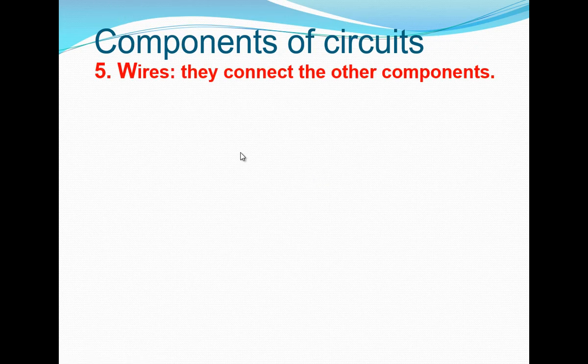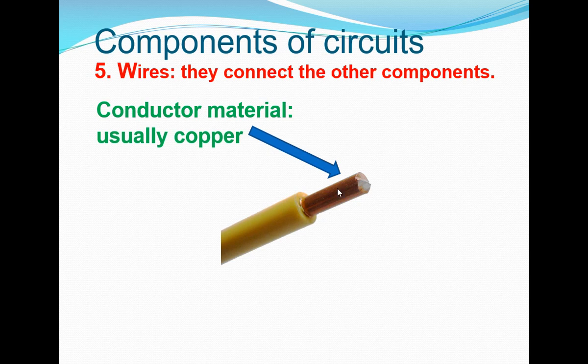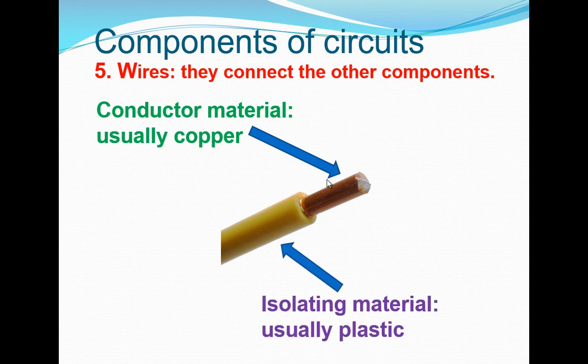Another type of components is what we call the wires. They connect the other components with each other. This is a wire. It's got a conductor material inside that is usually copper because it's a very good conductor. But it is covered by an isolating material, usually plastic, so that electricity can't go out from the wire.